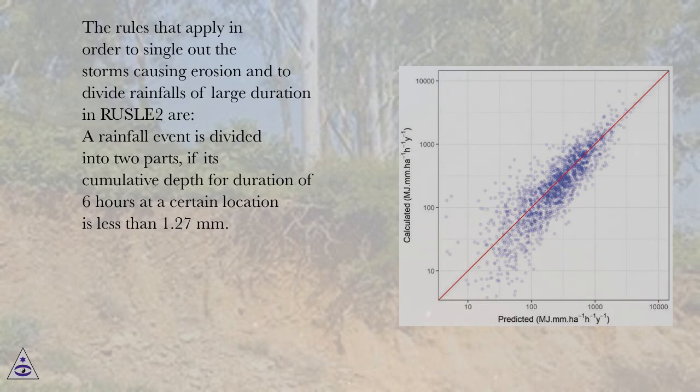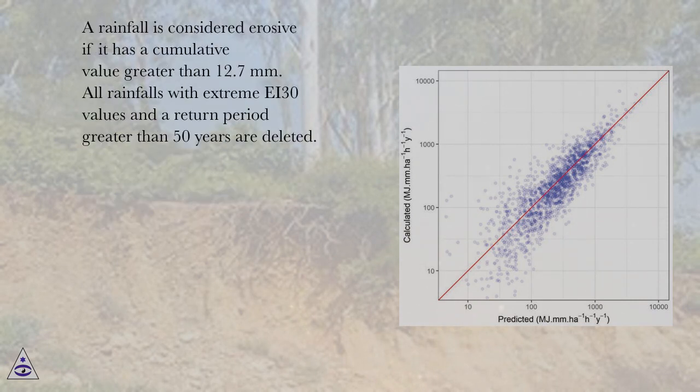The rules that apply in order to single out the storms causing erosion and to divide rainfalls of large duration in RUSLE2 are: a rainfall event is divided into two parts if its cumulative depth for duration of 6 hours at a certain location is less than 1.27 mm. A rainfall is considered erosive if it has a cumulative value greater than 12.7 mm. All rainfalls with extreme EI30 values and a return period greater than 50 years are deleted.